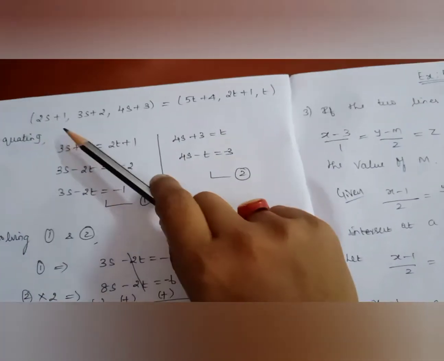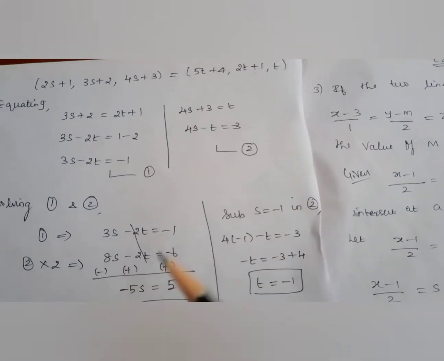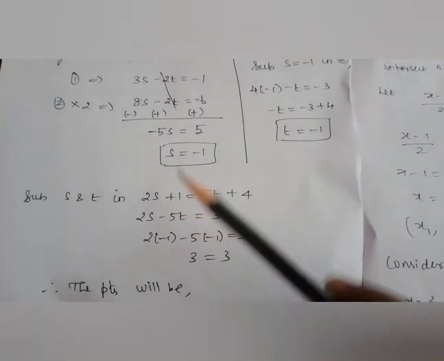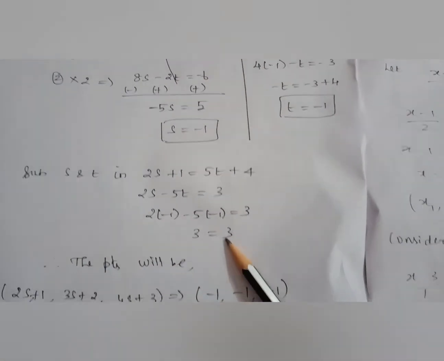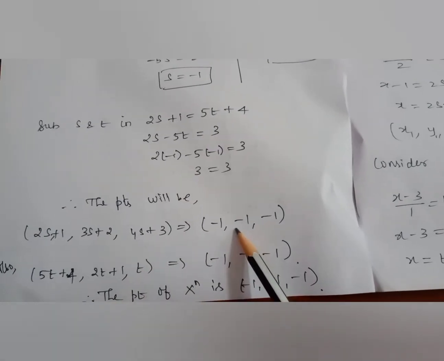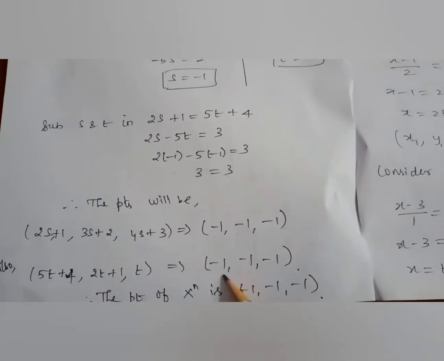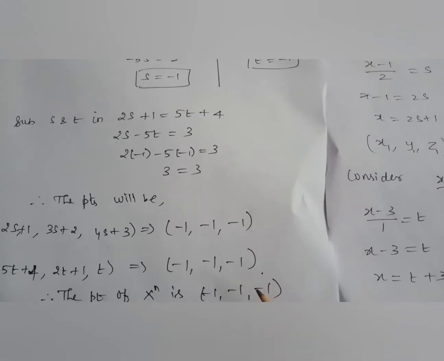After getting the value of s and t, what I will do? I will substitute in the second equation or in the first equation to check whether the value I have got is correct or not, whether it is getting satisfied or not. When I am substituting in the point which I have not taken for solving the equation, I am getting it to be clarified. So I will substitute the s value over here and I am getting it to be minus 1, minus 1, minus 1, and when I am substituting the t value also, I am getting it to be minus 1, minus 1, minus 1. Therefore the point of intersection is minus 1, minus 1, minus 1.